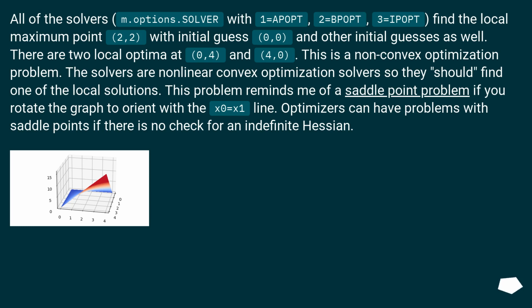This problem reminds me of a saddle point problem if you rotate the graph to orient with the x0 equals x1 line. Optimizers can have problems with saddle points if there is no check for an indefinite Hessian.